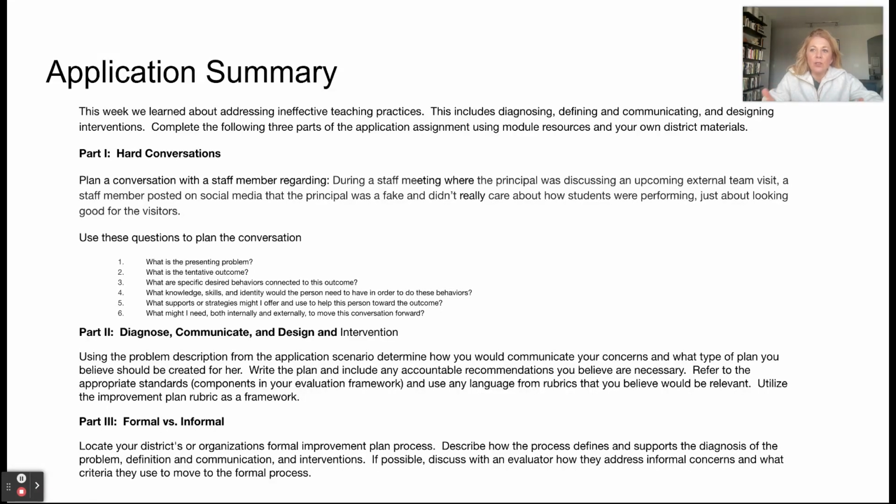And so use those resources and that continuum to determine what is the problem, how are you going to communicate the problem, and then what is the intervention to support it. And then finally, the third part of your application this week is to locate your own district's formal improvement plan process, and really dig into that to understand how that process works.